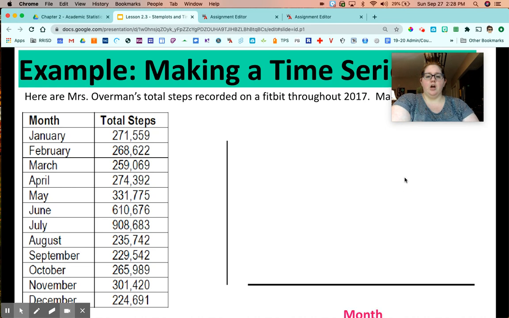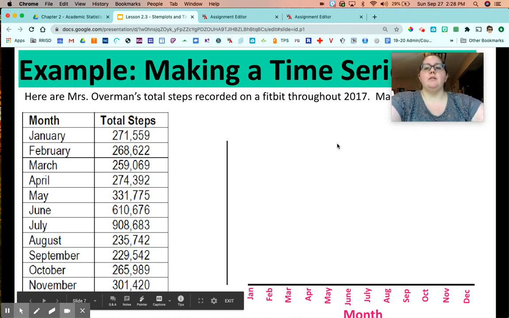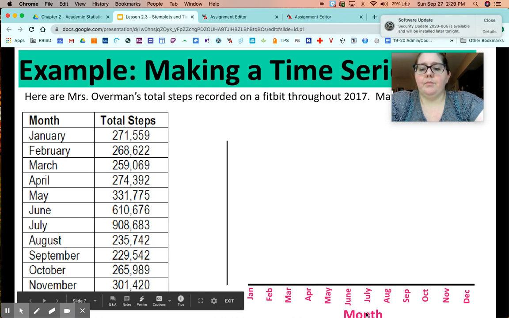I'm going to start by putting my months along the bottom, because remember, time always goes on the x-axis. So I'm just titling January, February, March, April, May, all the way through December. If you're doing these notes on the computer, I did put little boxes for you to type in each month on the bottom. And then you can put month as the title of the x-axis.